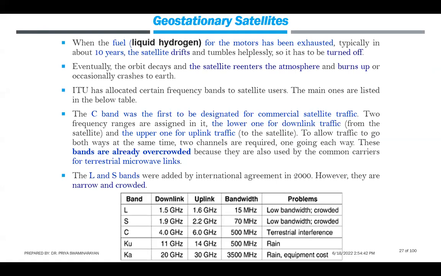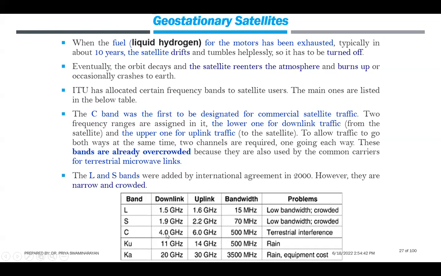The ITU has already allocated frequency bands to the different satellite users. They decided a total of 5 different bands for communication purposes. In this table, you can see there are a total of 5 bands: L band, S, C, Ku, and Ka bands. Now, the first band is the C band. Actually the C band was the first band used for commercial satellite communication. And in the C band, as I said, there are downlink and uplink.